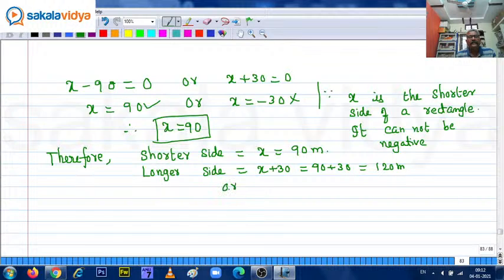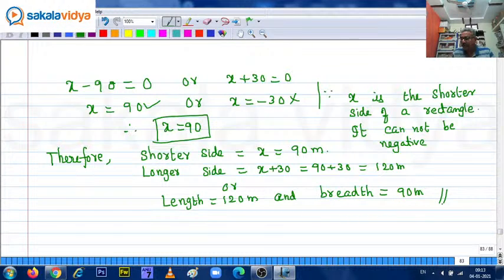Or you can write like this. Length equals to 120 meters and breadth equals to 90 meters. You can conclude like this because dimensions of a rectangular field, width is equal to 90 meters. This has been completed. So diagonal, you may write it if you are interested. That will be 90 plus 60, 150 obviously, right? Diagonal also we can find out.